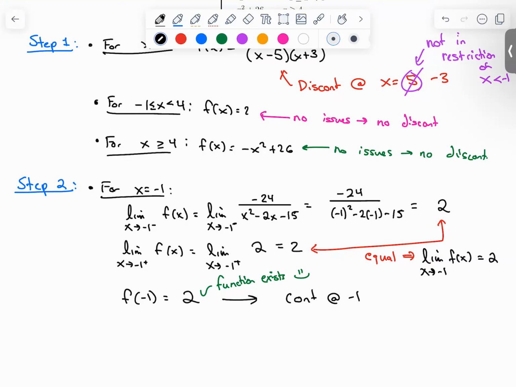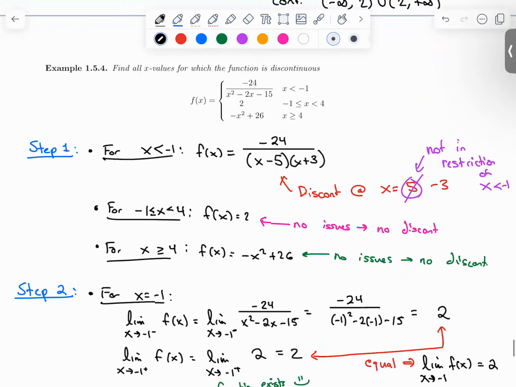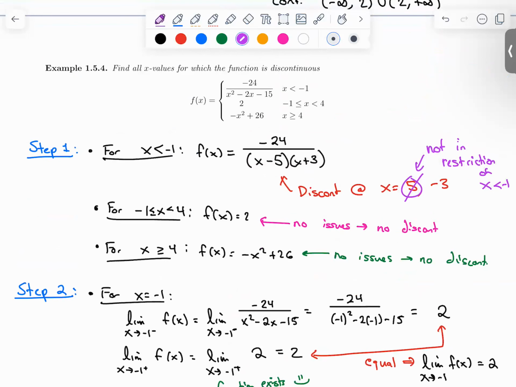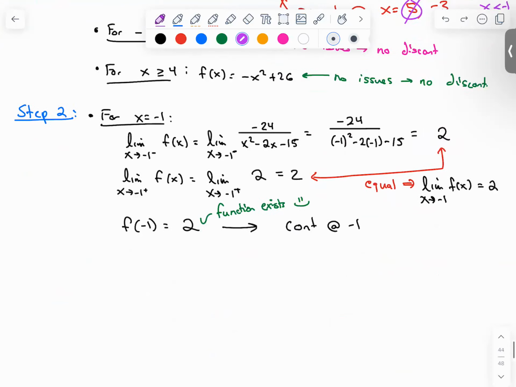If we just check the limit, we don't necessarily know what's happening, especially because a curveball can be thrown. It could be this, in which case the function isn't defined at -1. If we make that middle restriction just -1 less than x less than 4, then the function doesn't have a value at -1. That would become an issue. That's the reason why we do need to check those things.